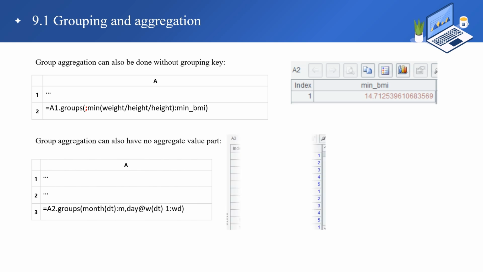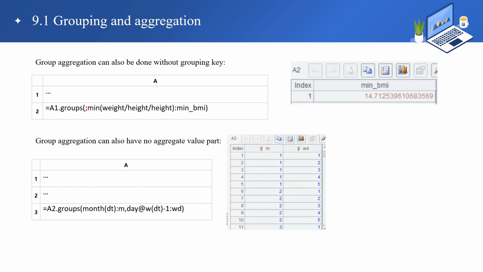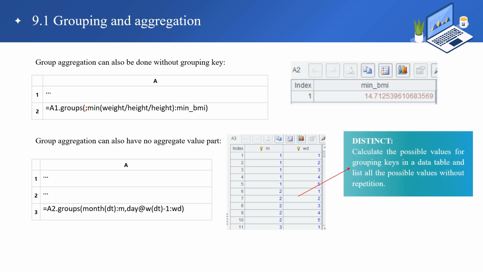Similarly, group aggregation can also have no aggregate value part. A3 will calculate the months and weekdays when these stock transactions occur, that is, we only care about the groups that can be divided, not the aggregate value of each group. This is a common operation.